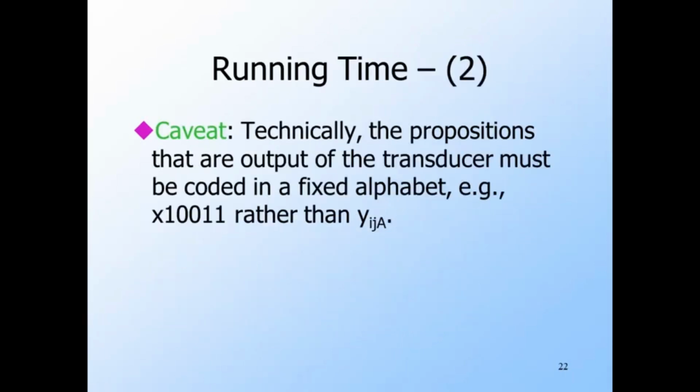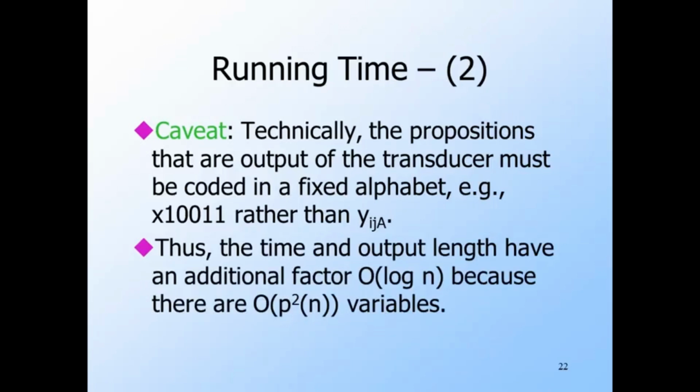Oops, I lied. The running times are a little larger than I said. Not enough larger to take us out of the polynomial class, but larger by a factor of log n. That is, I cannot really output a propositional variable like y sub ija in one step, or even constant time. The reason is that we have to use a finite alphabet to represent order p squared of n propositional variables.